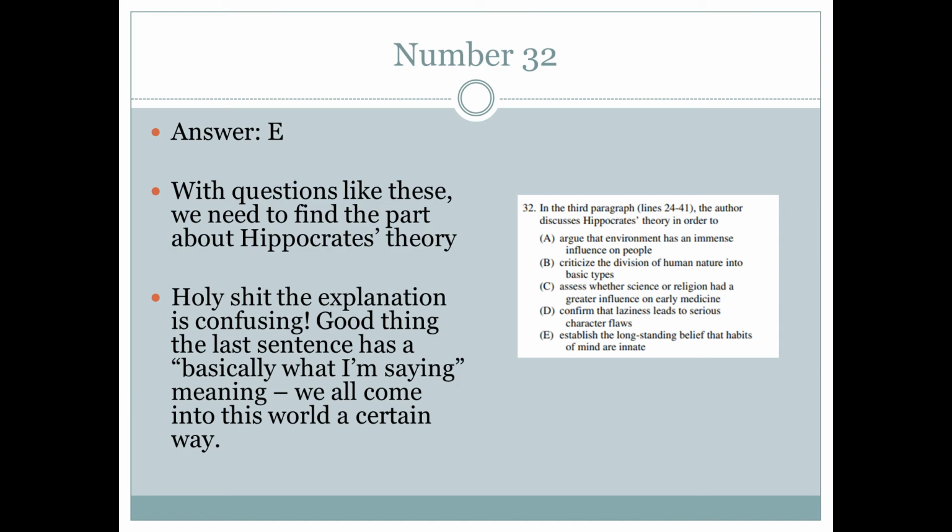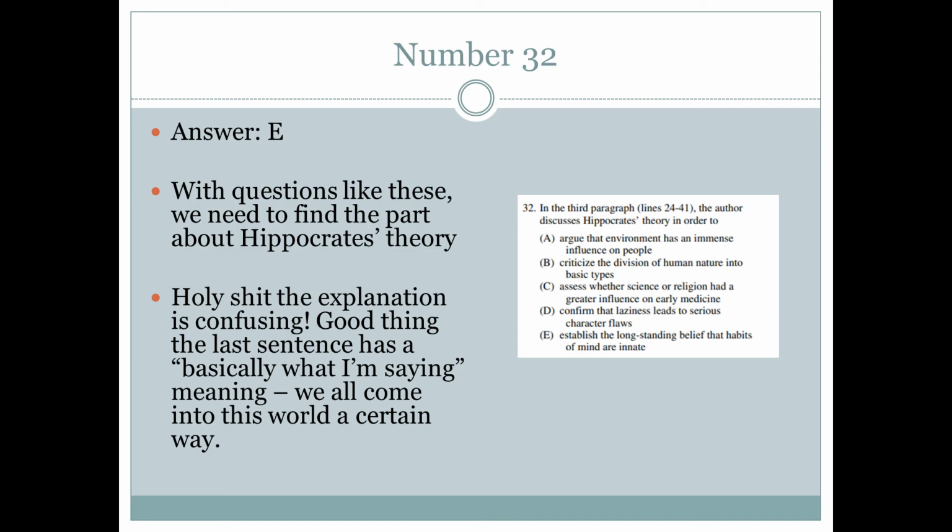But usually the authors, not the author, sorry, the College Board itself, kind of, not tricks you, but they'll pick these confusing parts because they're again testing your test taking abilities. So if you look a little further down, you'll notice that at the end of this paragraph, there is a last sentence that basically contains a "this is what I'm saying, essentially" kind of sentence. And that will give you the answer here, which is E, established a long-standing belief that habits of mind are innate, which means that we are predisposed or pre-existing and so forth there.